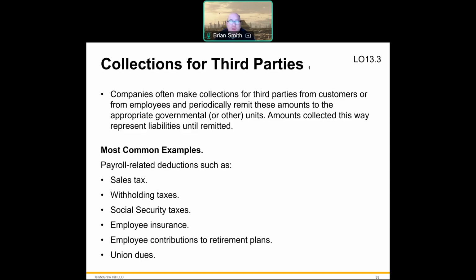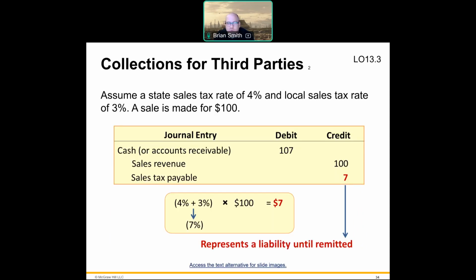All right, what happens when we collect for third parties? Sales tax is the big one, but there are other payroll-type contributions. We're collecting it and then distributing it to whomever it belongs to. It's never counted as revenue. Please know that it is never, ever revenue. Let's look at these as we go.